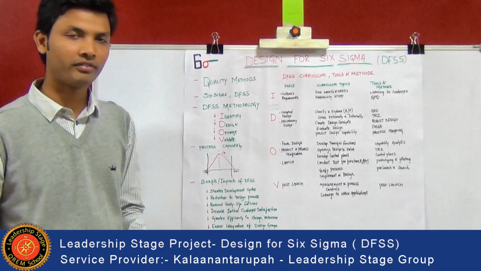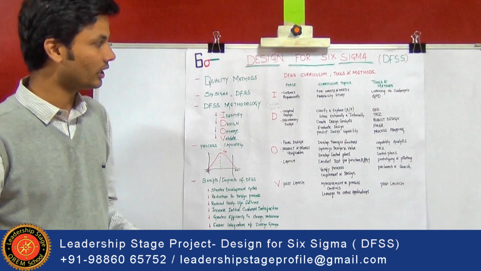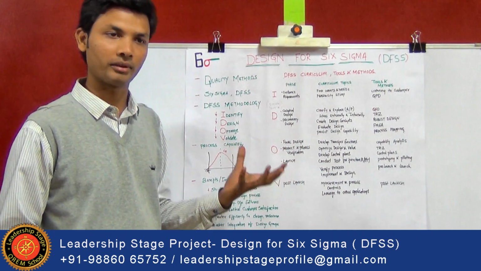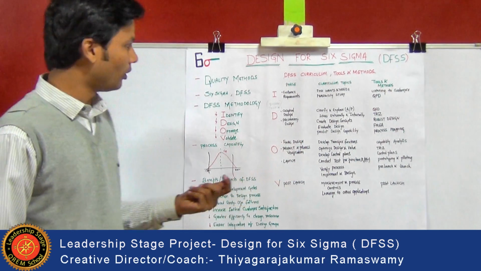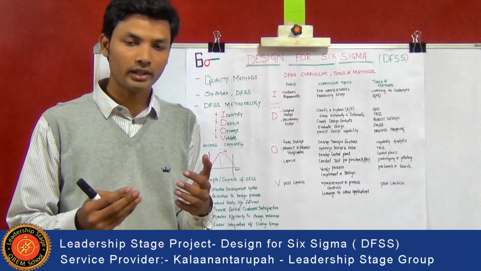Now I'm going to give a brief description about Design for Six Sigma, which is DFSS. This is one of the methodologies we use in the industries to find the quality of the product in the market. Well, to start with, we'll see why we need the quality procedures, why we need the quality approaches in the industry.